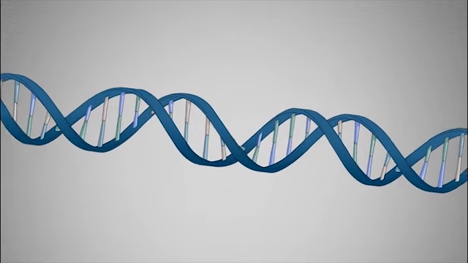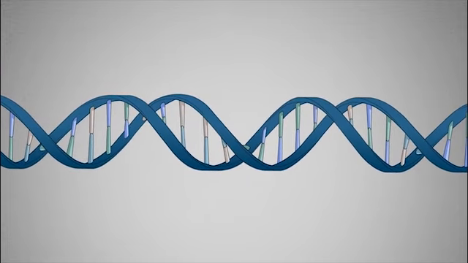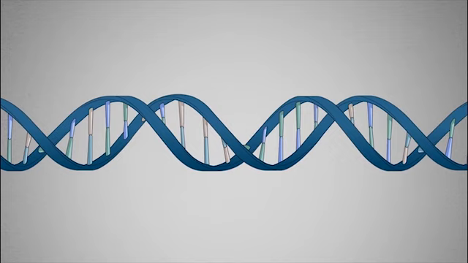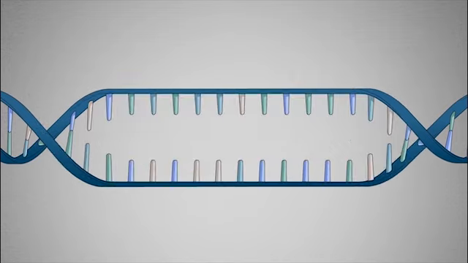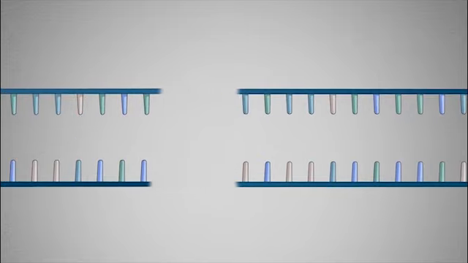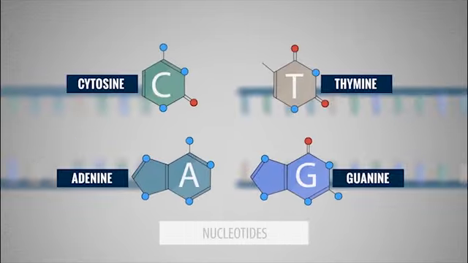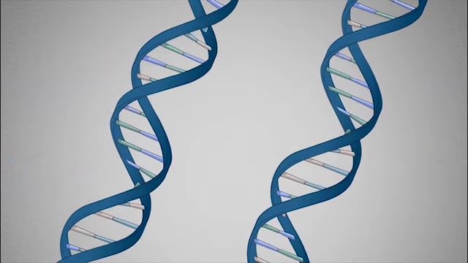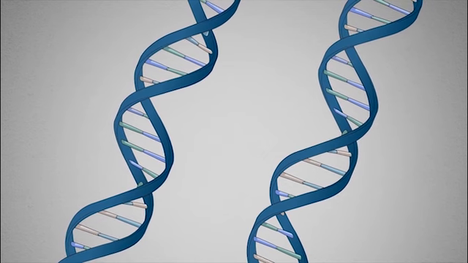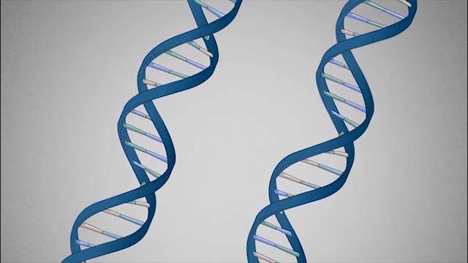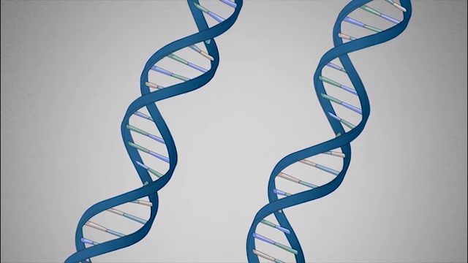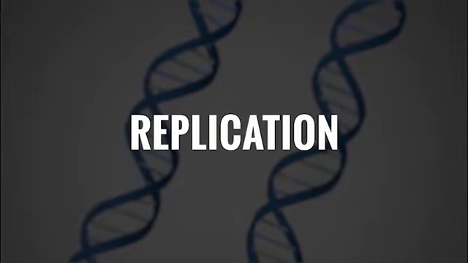You may have asked yourself about how DNA gets passed on from cell to cell. Before a cell divides, the DNA strands unwind and separate. Each strand makes a new complementary strand by adding the appropriate nucleotides. As a result, there are now two double-stranded DNA molecules in the nucleus that contain the same information. This process is known as replication.